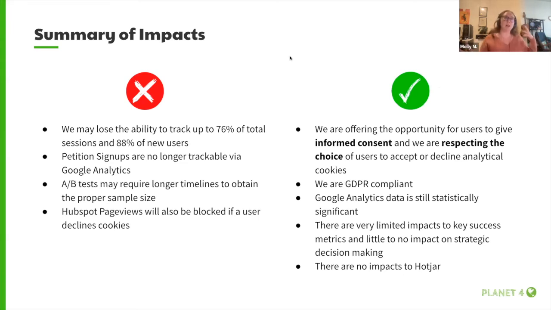So overall, there were some good and some bad things about implementing consent mode. Of course, it is a disappointment to lose some trackable sessions and not having that easy way to see petition signups or other transactional data is definitely a challenge. A/B tests might require longer timelines in order to obtain proper sample sizes. Same for any analysis. If you're used to having a lot of users in a short period of time, you might need to build in some more time there. And of course, the HubSpot page views will also be blocked if a user declines cookies.